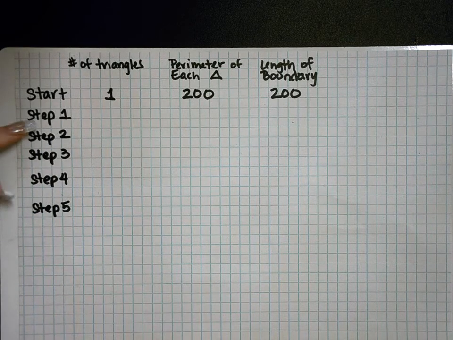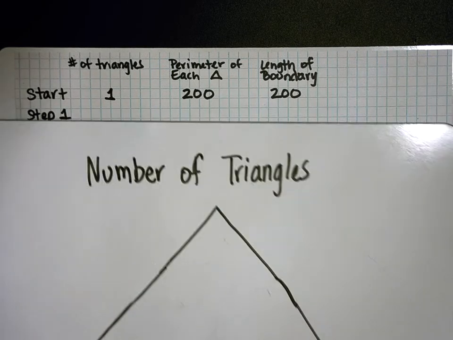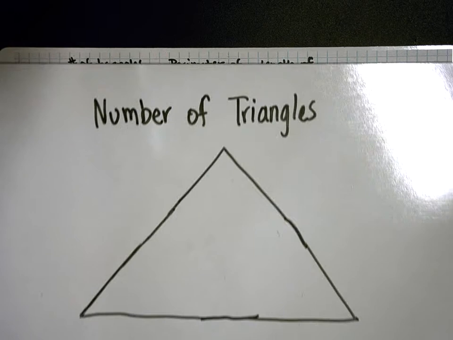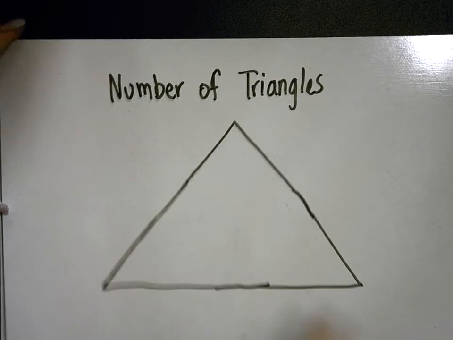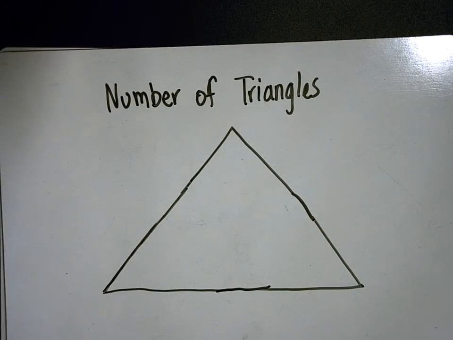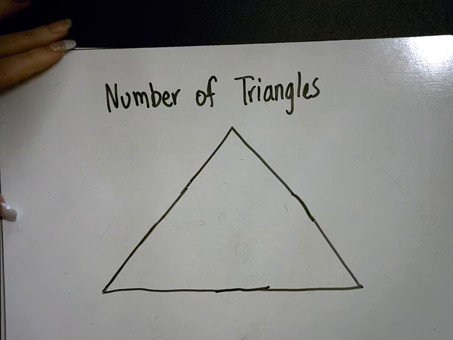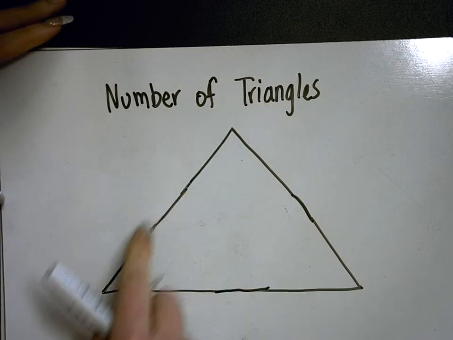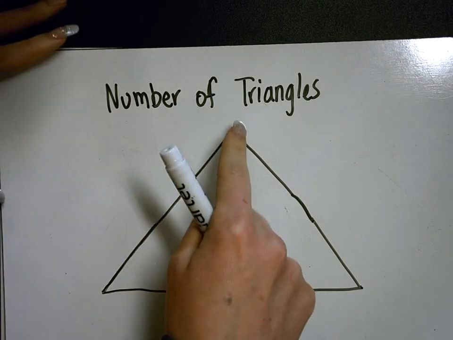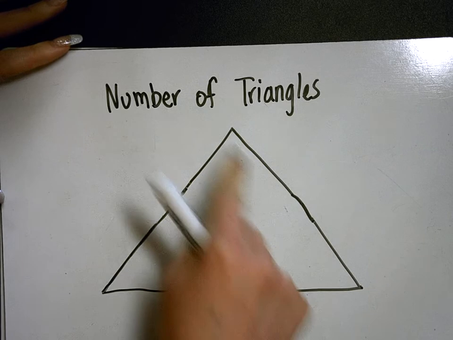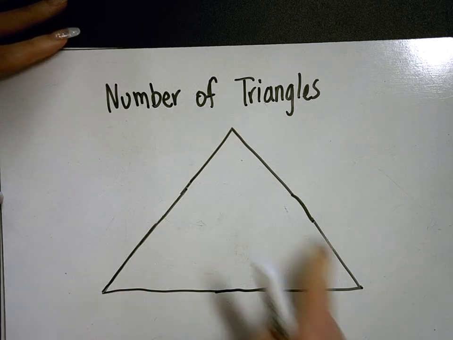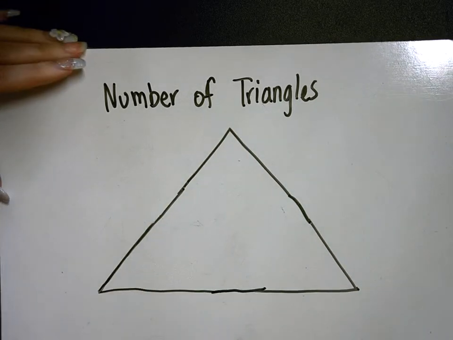The next thing that we need to figure out is after step one, how many triangles do we have? But first, let's talk about what each one of these things means. The number of triangles that we're starting with is just one triangle. The length of the boundary is 200. That means the perimeter of the one triangle is 200, and the length of the boundary is 200 as well.